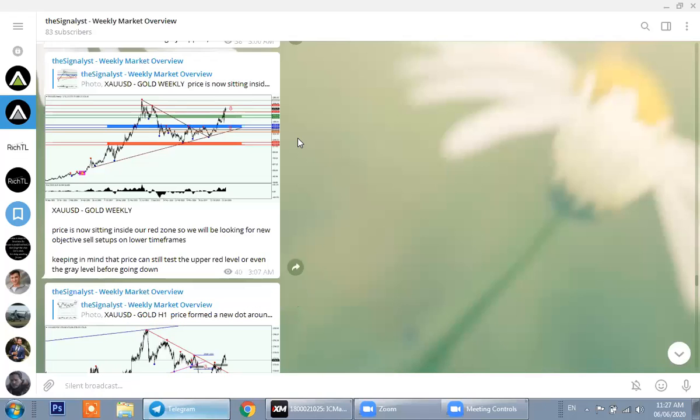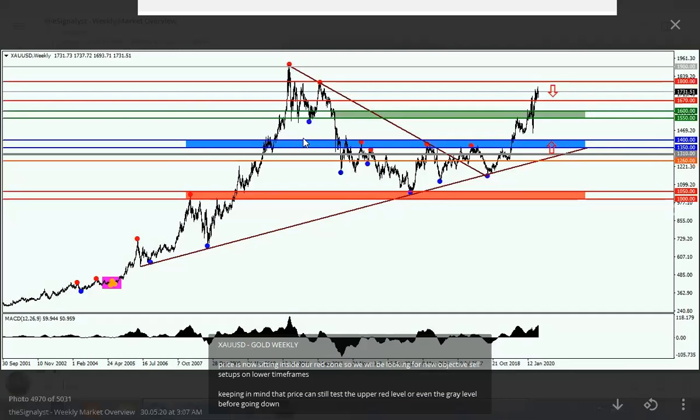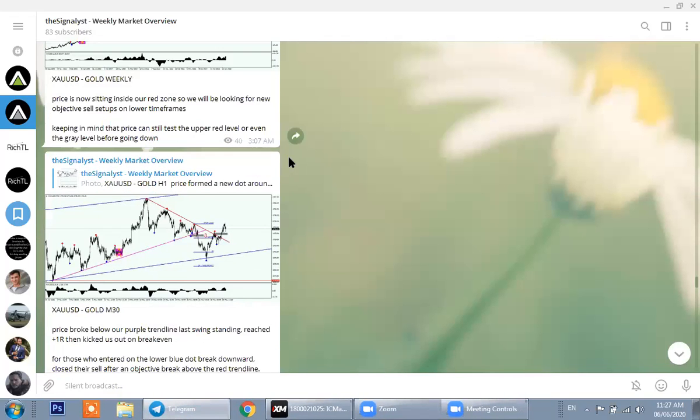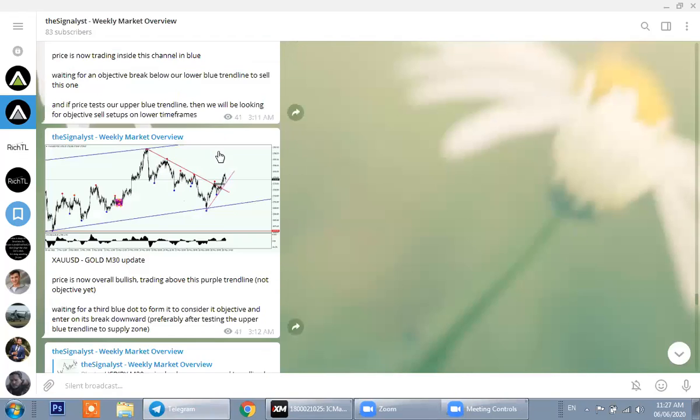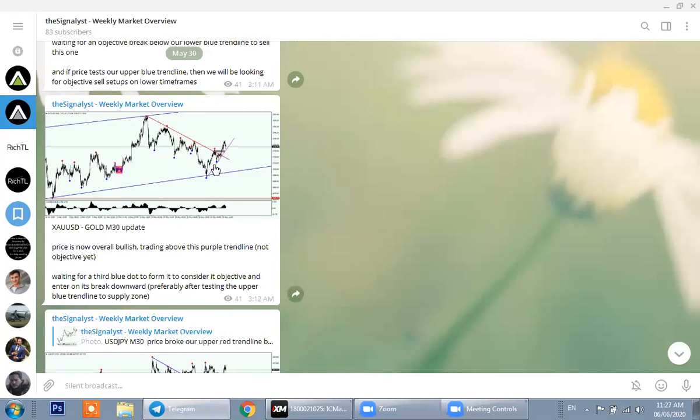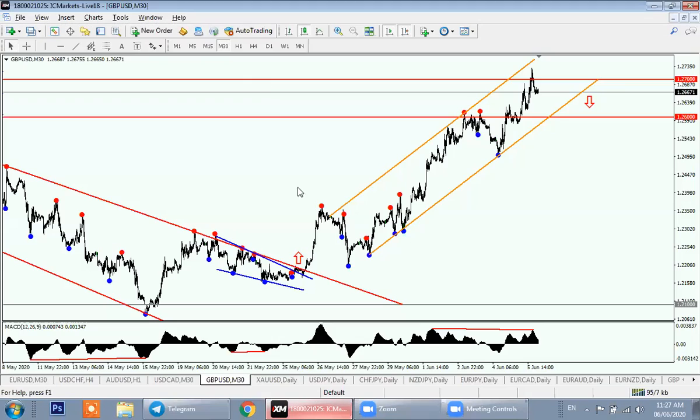Now let's continue. Here we have gold. Gold price is still sitting around our supply zones. Here's our first one, and here's our second one. So we'll be looking for objective sell setups. That's last week's sell. Here we go. We were waiting for a new blue dot from around our purple trend line to consider objective, and then enter on swing downwards.